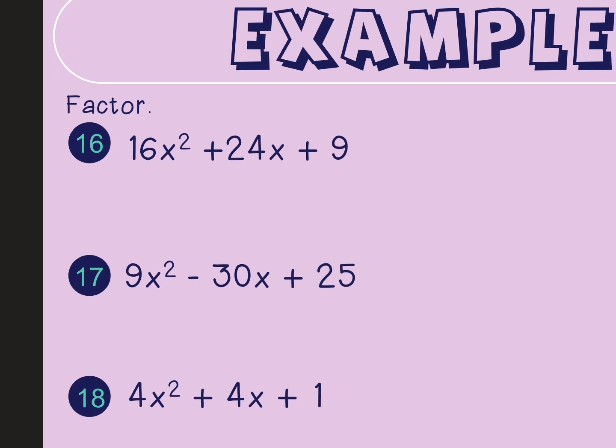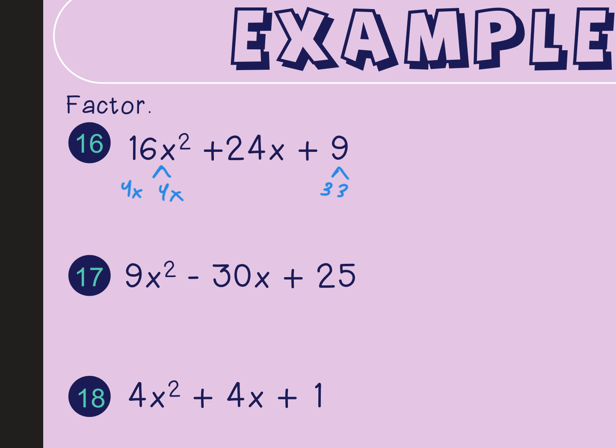Now, again, we're going to get to where we go 16 times 9 and then try to find the factors. Check to see if it's a perfect square trinomial. It's quicker. What times what gives you 16x squared? 4x, 4x. What times what gives you 9? 3 and 3. Okay, let's check.